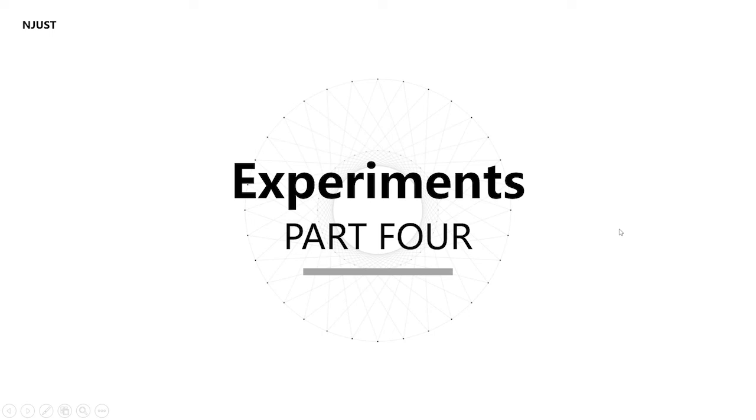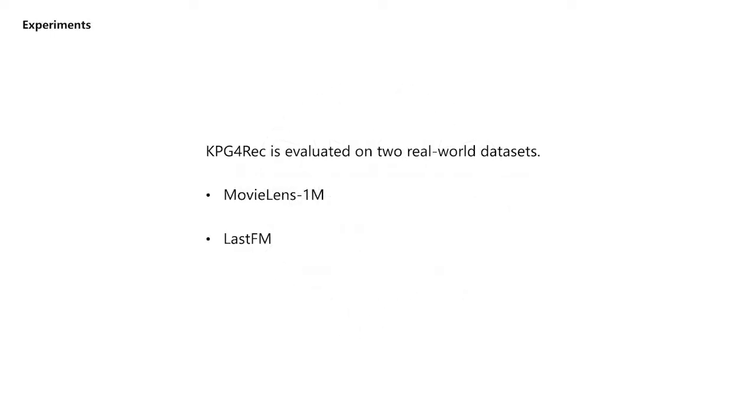Part 4 is the experiments. Our model KPG4Rec is evaluated on two real-world datasets. The first dataset we utilized is MovieLens 1 million. It is a widely used benchmark dataset. The type of feedback in MovieLens 1 million is explicit. In this experiment, we take the items rated by users as positive feedback, and these feedbacks are used to construct user-item interaction graphs. The second dataset is Last.fm from the online music system Last.fm.